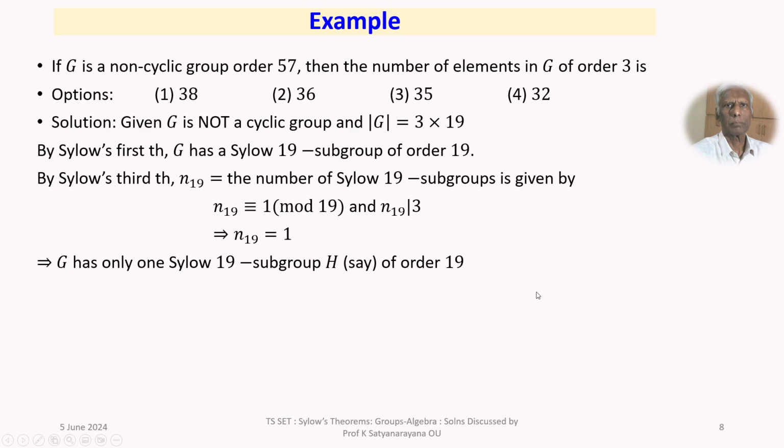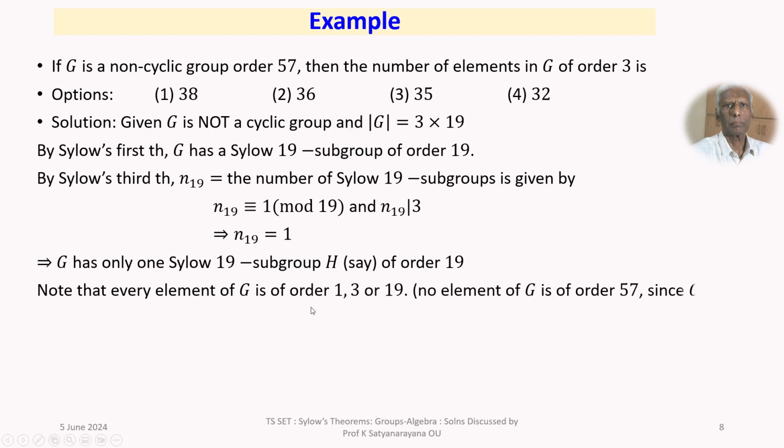Now, let's get into G. What are the orders of the elements of G? Let us ask. Every element of G is of order 1, must be divisors of 57. 1, 3 or 19 or 57 also. But I have not written 57. Why? Because no element of G is of order 57 because G is not cyclic. If G is cyclic, there would have been an element of order 57. It is not cyclic. Therefore, every element of G is of order 1, 3 or 19.